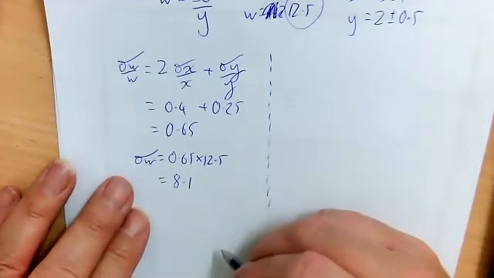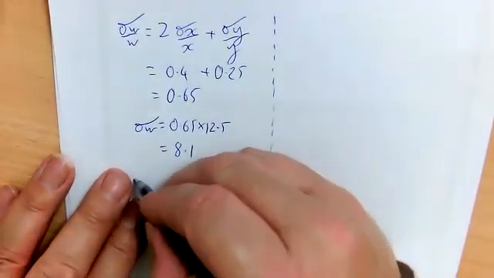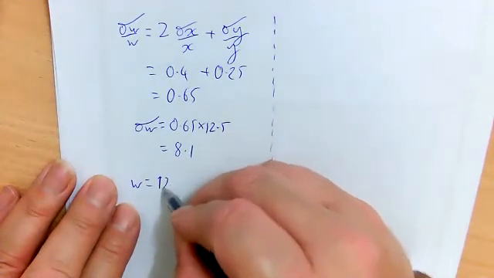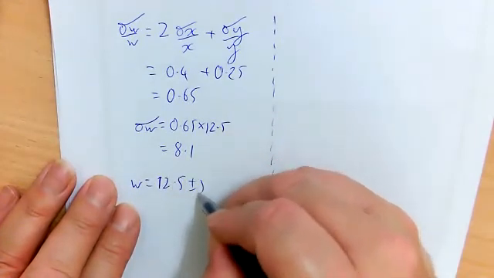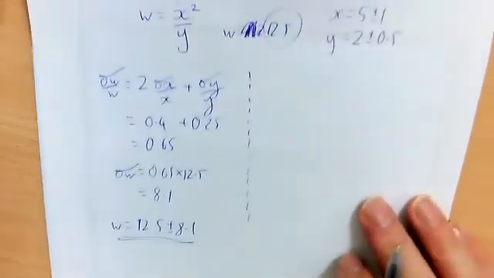That's probably about as good an uncertainty as I should really try to do here. So W is equal to 12.5 plus or minus 8.1. Okay, it's reasonable, quite a high uncertainty.